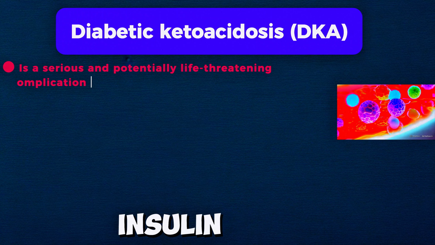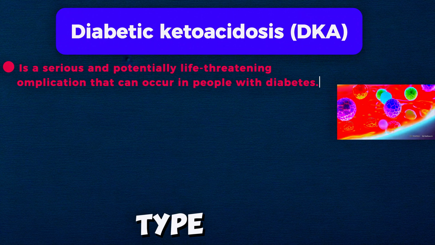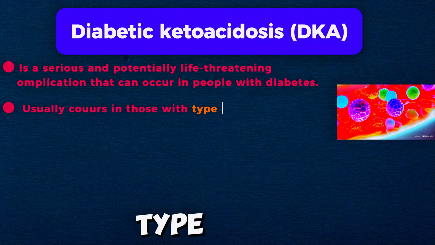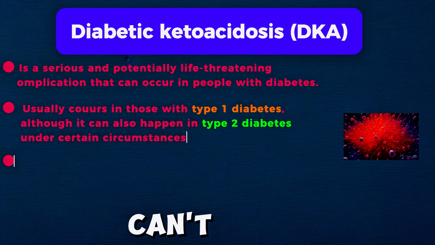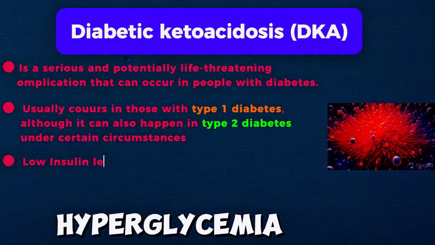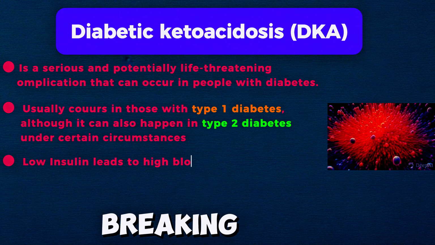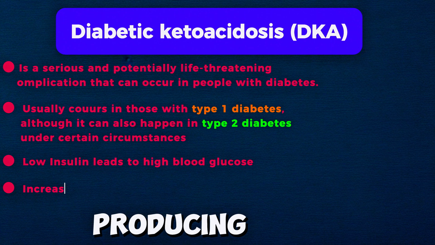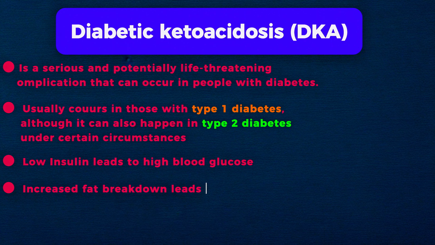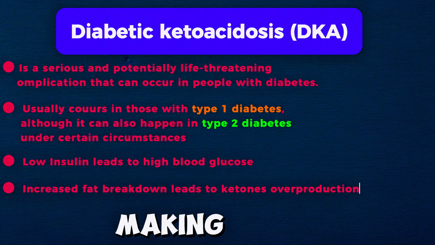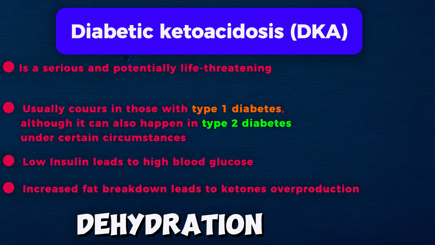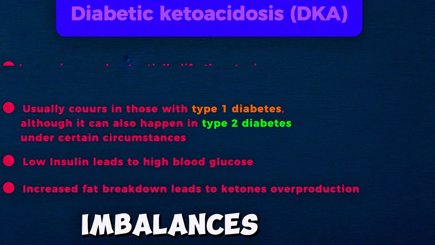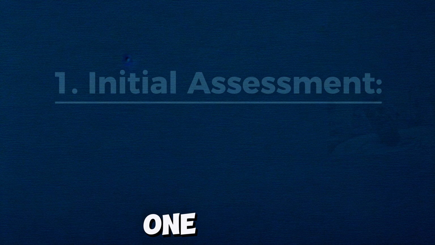Let's begin with a quick recap of what DKA is. It occurs when insulin levels drop, typically in type 1 diabetes, but occasionally in type 2 during severe stress. Without insulin, glucose can't enter cells, leading to hyperglycemia. The body starts breaking down fat for energy, producing ketones as byproducts. These ketones accumulate, making the blood acidic. The result? Dehydration, acidosis, and electrolyte imbalances that can become life-threatening.